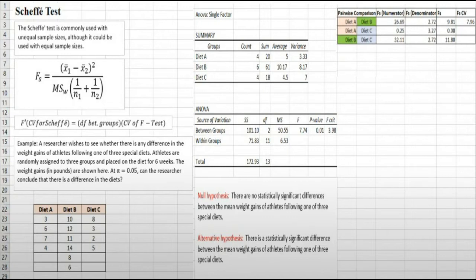Okay, we're going to use an example about one-way analysis of variance in Excel. So here, a researcher wishes to see whether there is a difference in the weight gains of athletes following one of these three special diets. So the first group took diet A, the second group took diet B, and the third group took diet C. Now, after 6 weeks, their weight gains in pounds were recorded.